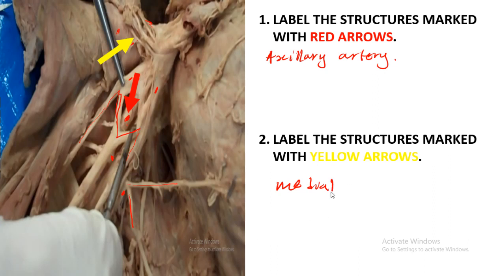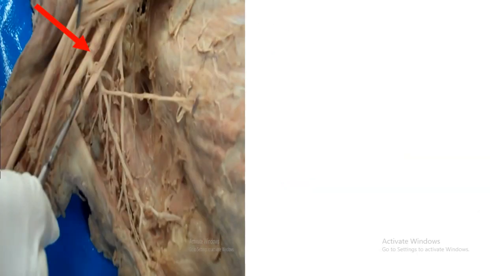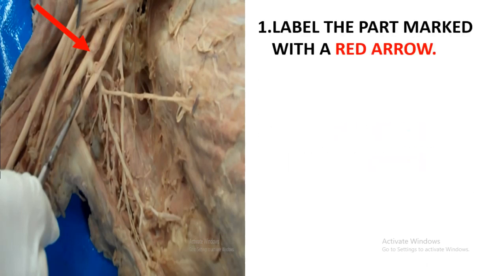So that structure is just the medial pectoral nerve. Okay, medial pectoral nerve. And this medial pectoral nerve is simply piercing the pectoralis minor and also going to innervate the what? The pectoralis major muscle. Okay, let's quickly move on and look at the next structure.